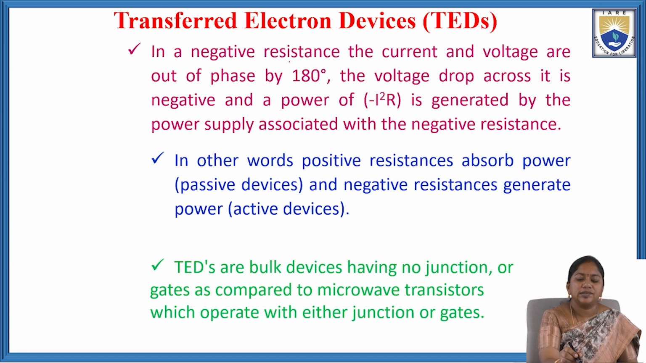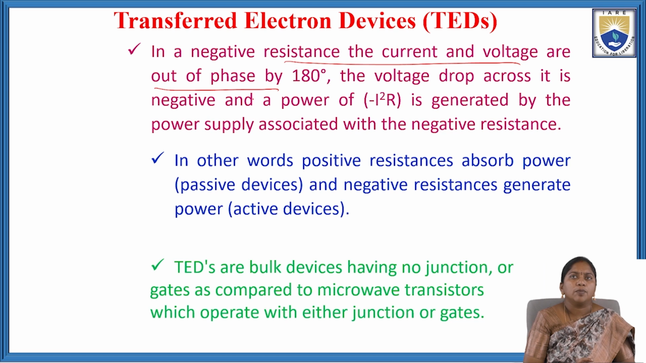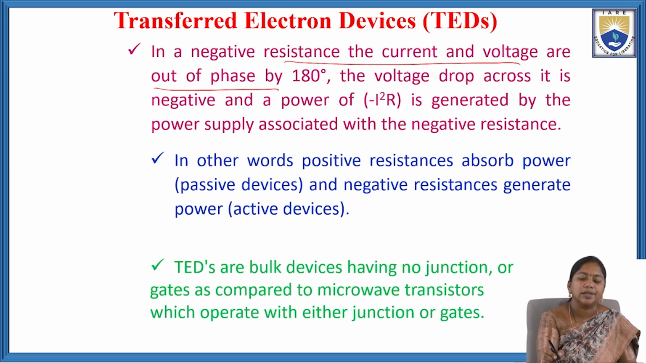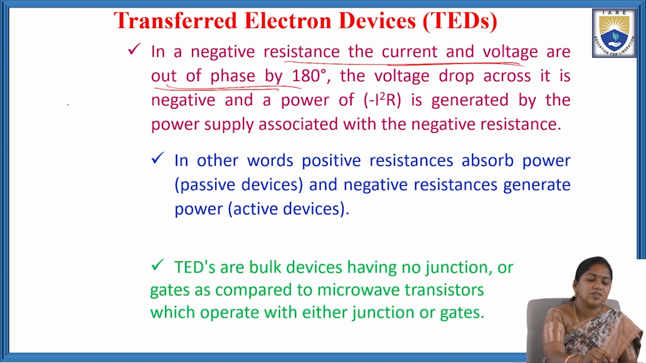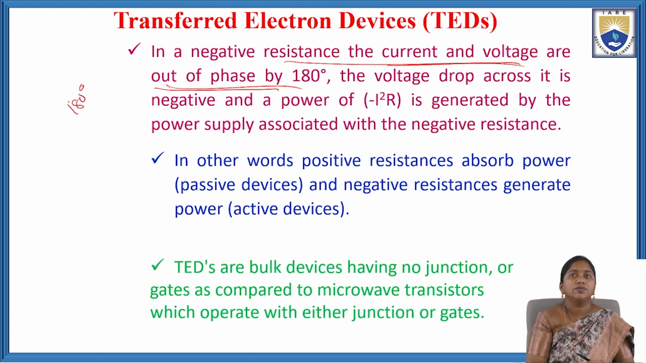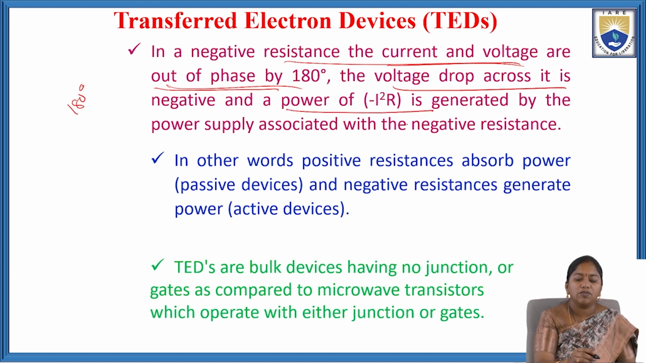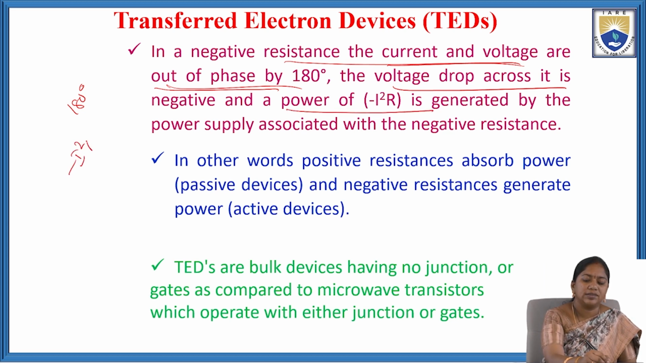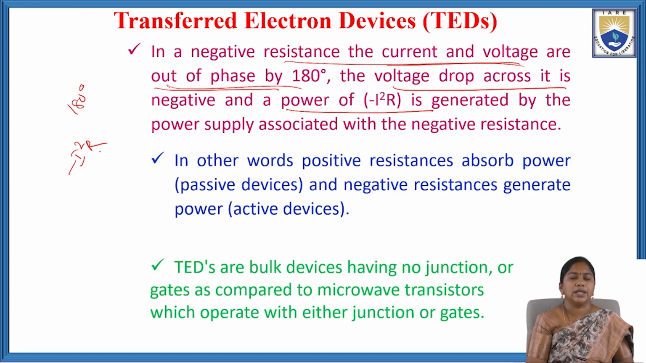In a negative resistance, the current and voltage are out of phase. For example, for a positive resistance the current and voltage are in phase, but for a negative resistance they are out of phase by 180 degrees. So the voltage drop across it is negative, and a power of minus I square R is generated by the power supply associated with the negative resistance.